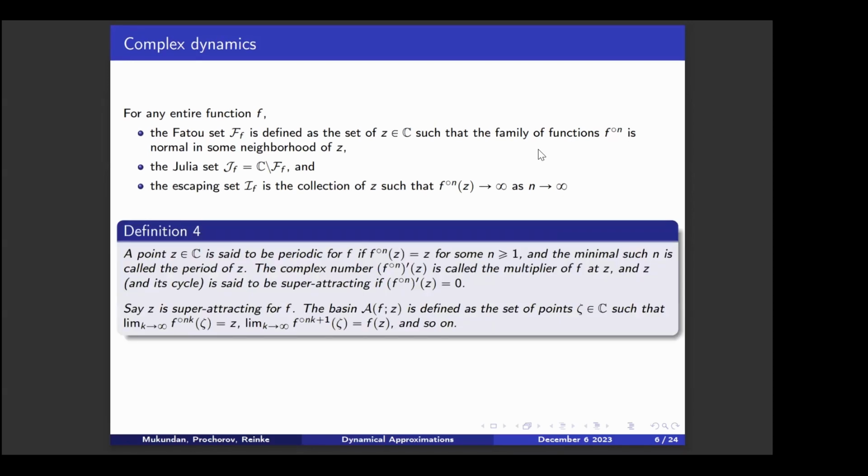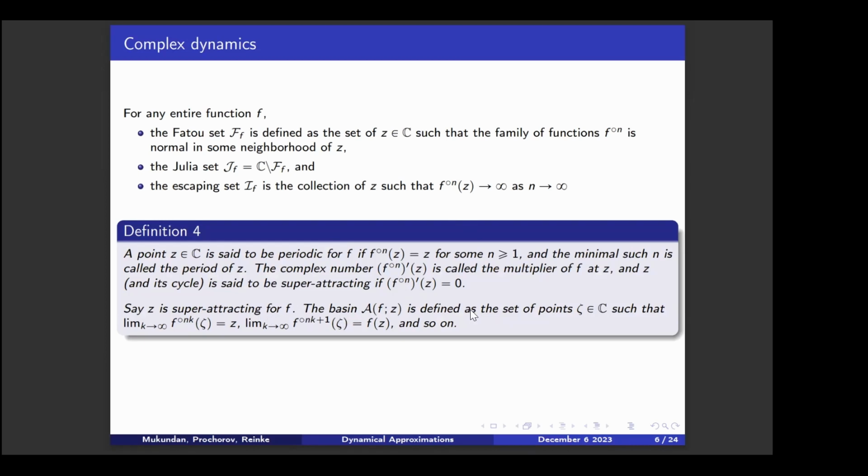Let me just make one more definition. So a point z is said to be periodic if f^n(z) equals z for some n, and the minimal such n is called the period of z. Now, I will call a point super attracting if this derivative here, the derivative of f^n, is 0 at that point. So for example, the only way you can get a super attracting point or a super attracting cycle is if you have a critical point that's periodic, so that this derivative will vanish there. Okay. So let's say z is super attracting for f.